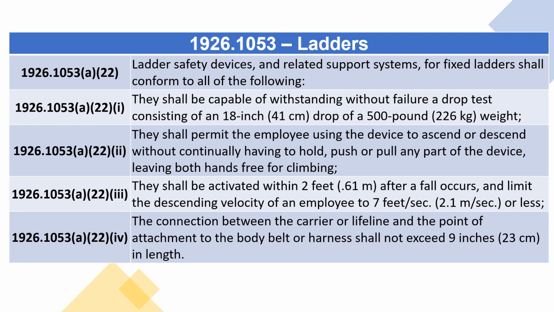They shall be activated within 2 feet (0.61 m) after a fall occurs, and limit the descending velocity of an employee to 7 feet per second (2.1 m/sec) or less. The connection between the carrier or lifeline and the point of attachment to the body belt or harness shall not exceed 9 inches (23 centimeters) in length.